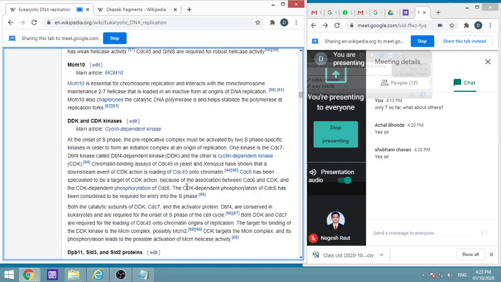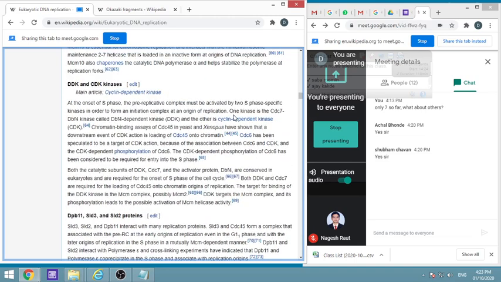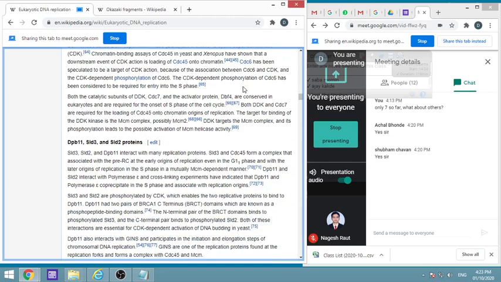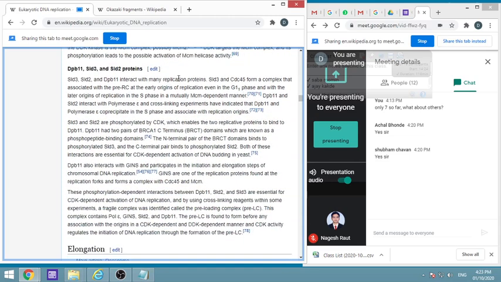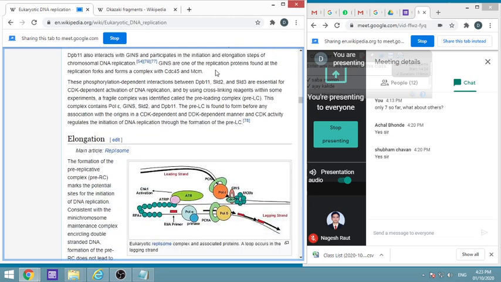Then MCM10 is a different protein from MCM2 to 7, the hexamer. Then, as we have seen, the DDK and CDK kinases are important. I told you we shall see them later separately because they play an important role. These proteins are part of this GINS protein complex.